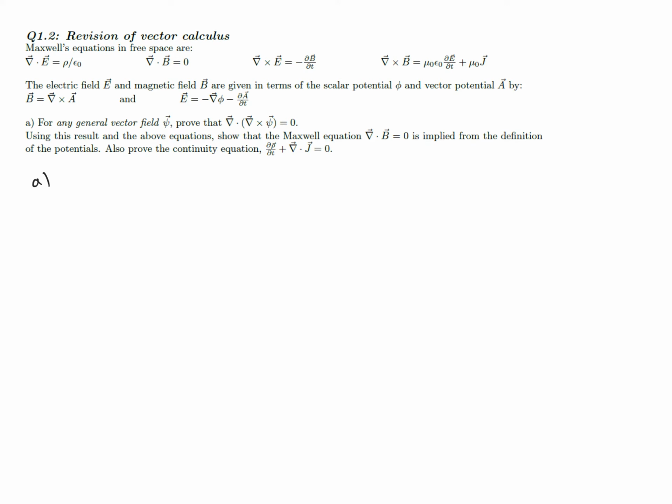We also have the definition of the electric and magnetic fields in terms of the scalar potential phi and vector potential A. So that's some good information that's given. In the exam, for example, this information would also be given in the appendix. That's why it's given in this question. Question A. For any general vector field psi, prove that the divergence of the curl is equal to 0. This is something that we make extensive use of in this course. So the task here is to prove it.